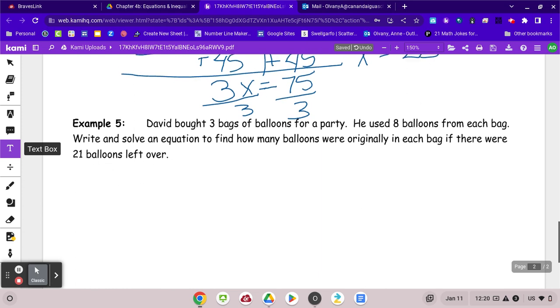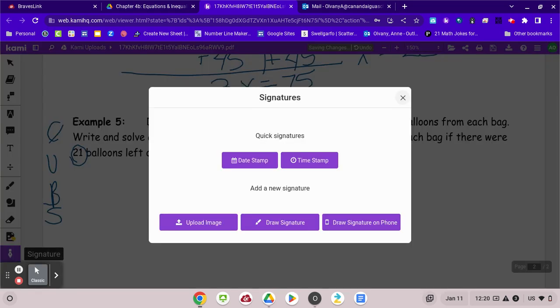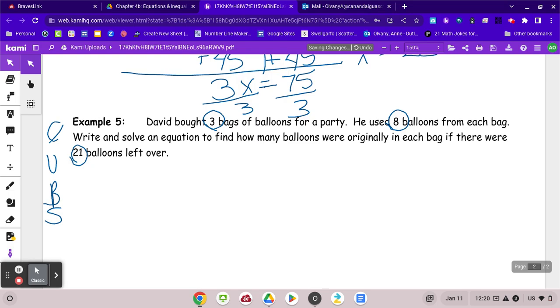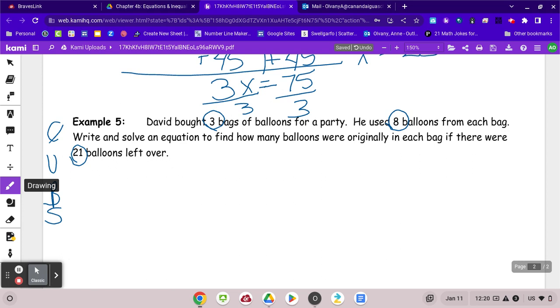David bought 3 bags of balloons for a party. He used 8 balloons from each bag. Write and solve an equation to find how many balloons were originally in each bag if there were 21 balloons left. So remember, I'm going to do cubs. I just circled the numbers. I'm going to underline the question. Remember, it's usually next to the words find, how many, or how much. So there's my let statement.